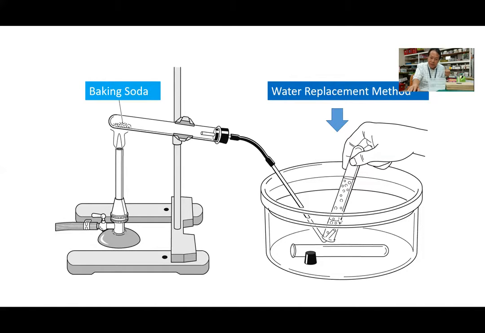Then this is the water, under the water. Then we are collecting carbon dioxide with the second test tube. This method, we call the water replacement method.